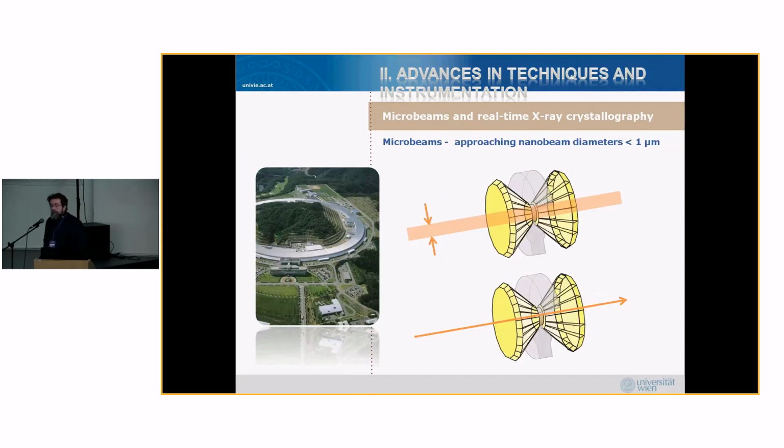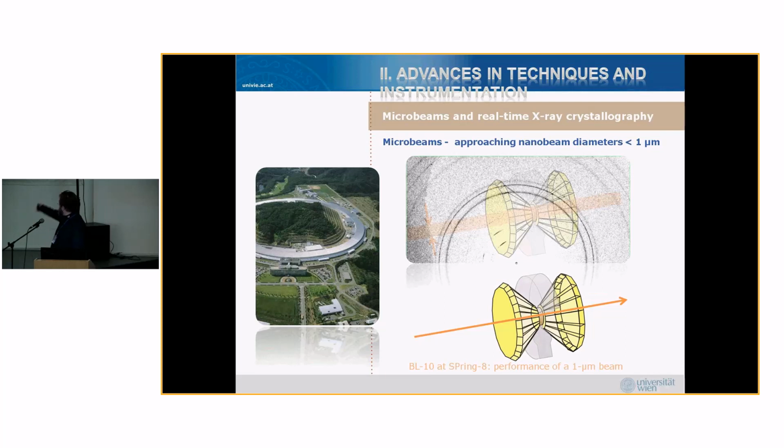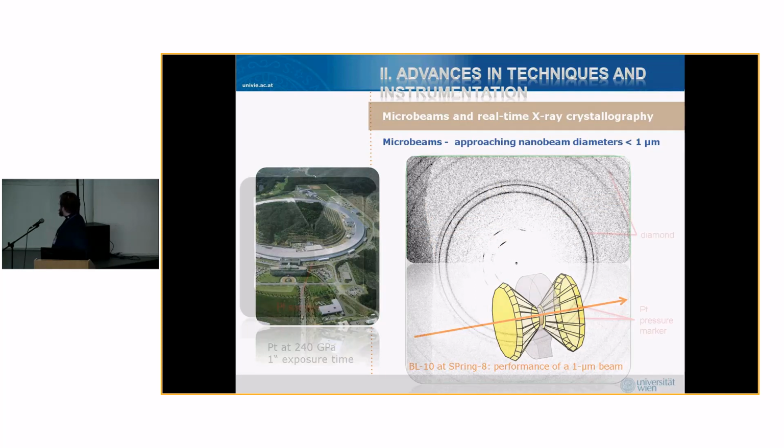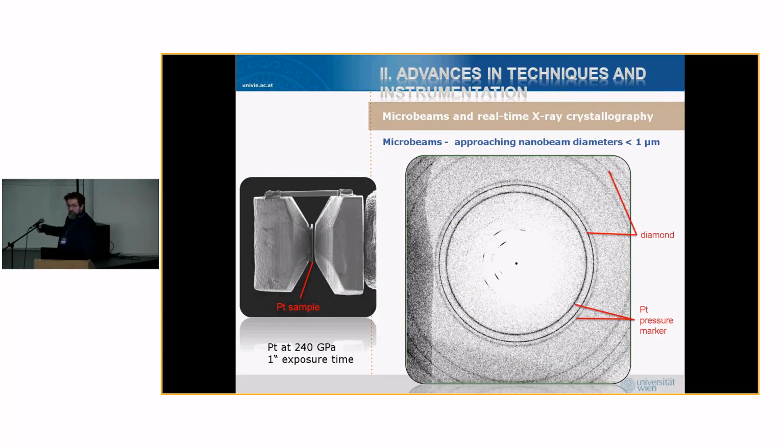The microbeam is the other thing. That means making the beam smaller. We are not talking about microbeams anymore, we are talking about nanobeams. I mean, we have really small beams which are necessary, as I have shown you in this one example. And again, it is the same example I've shown you before.